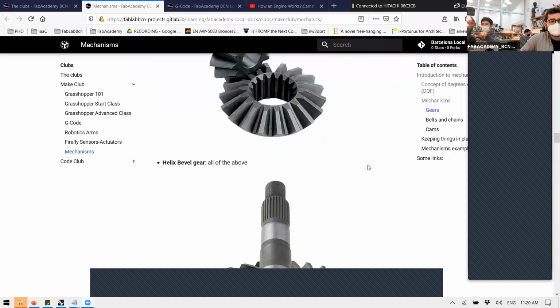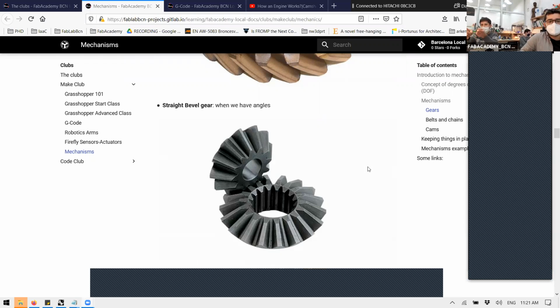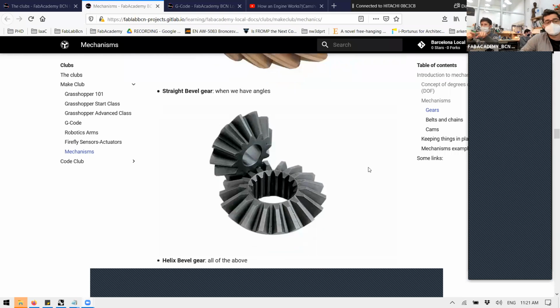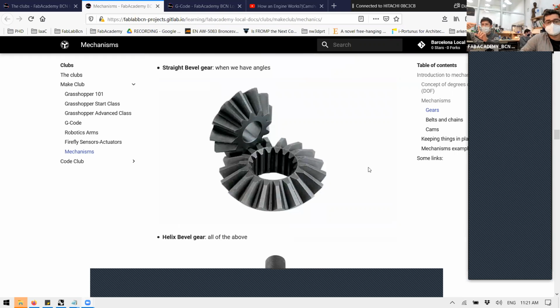Okay. So that was for parallel axes. We want to translate the movement from one axis that is rotating into another one that is rotating. And you can do it with different ratios: increase the speed, reduce the speed, etc. If you want to do it not with the axes being parallel, but transferring rotation from here to here, you can as well. You have to use conical or bevel gears.